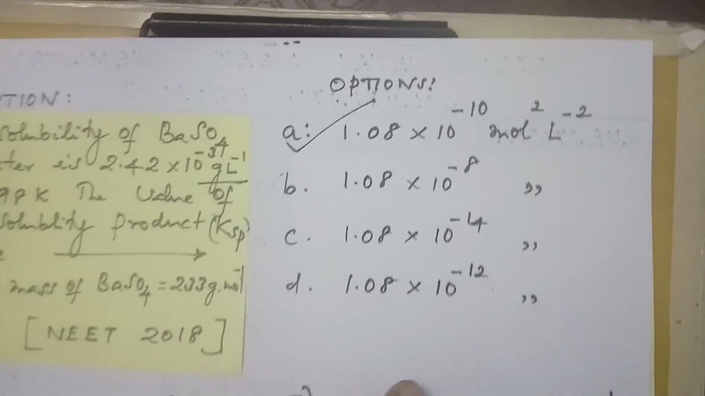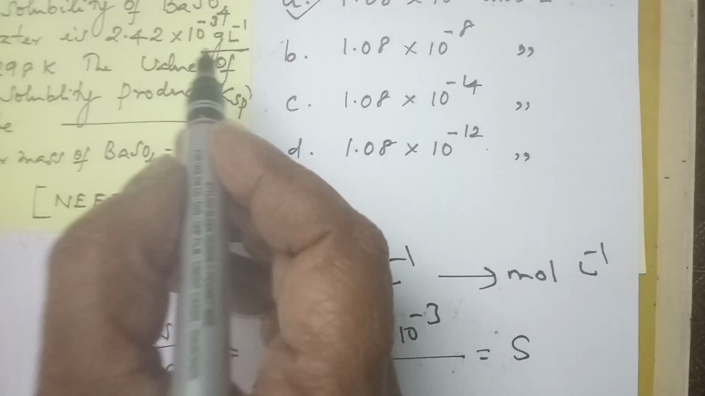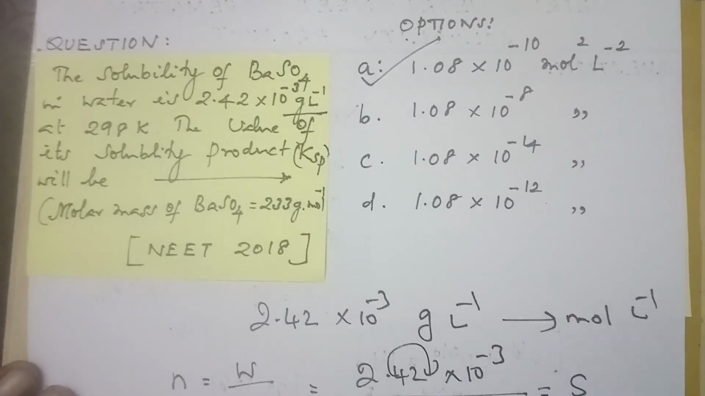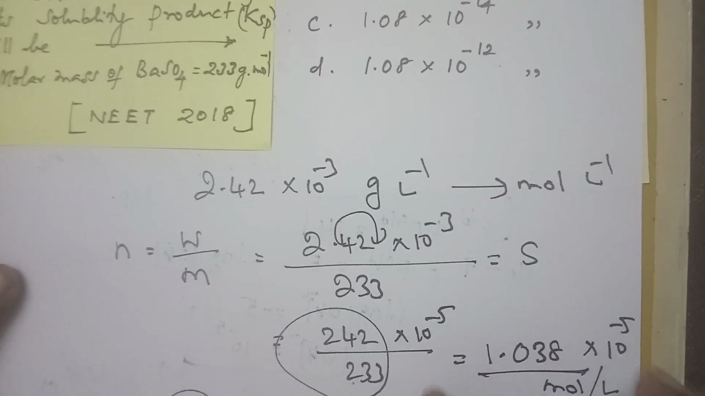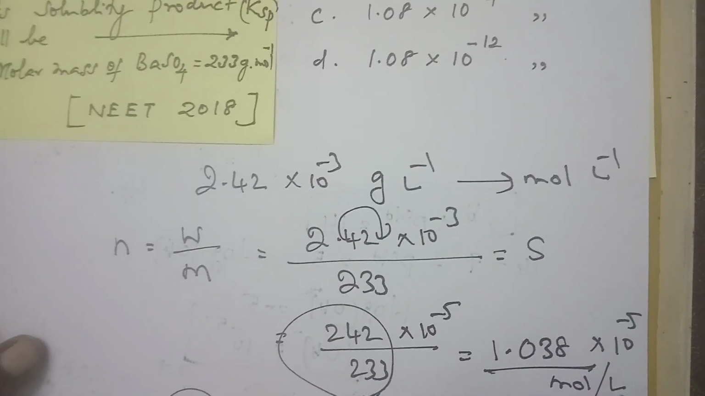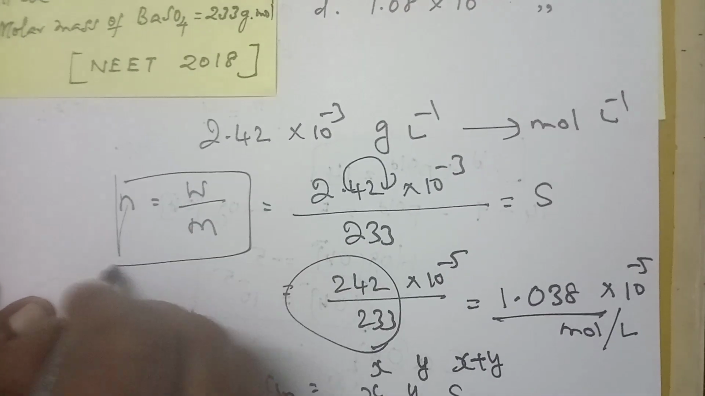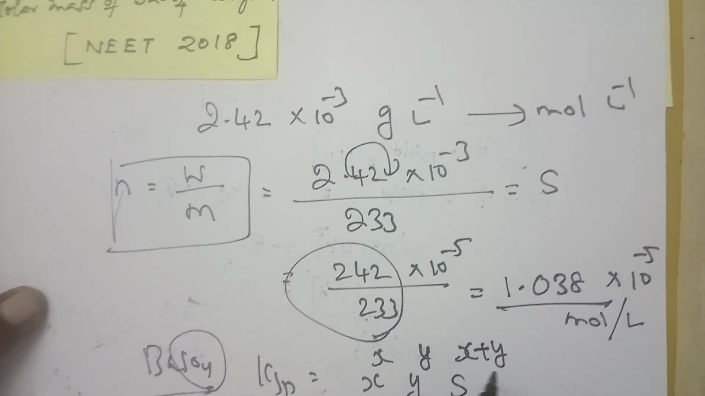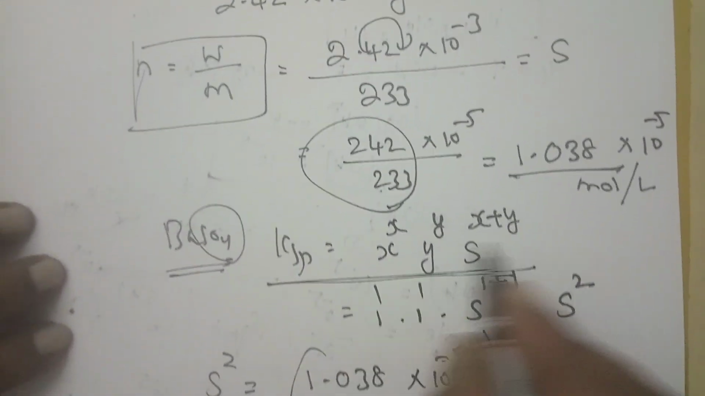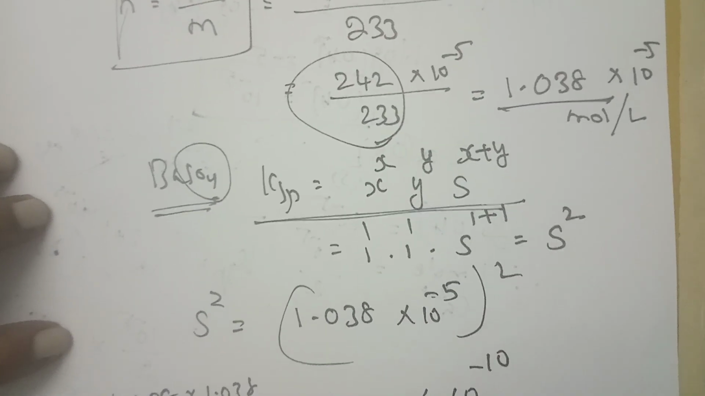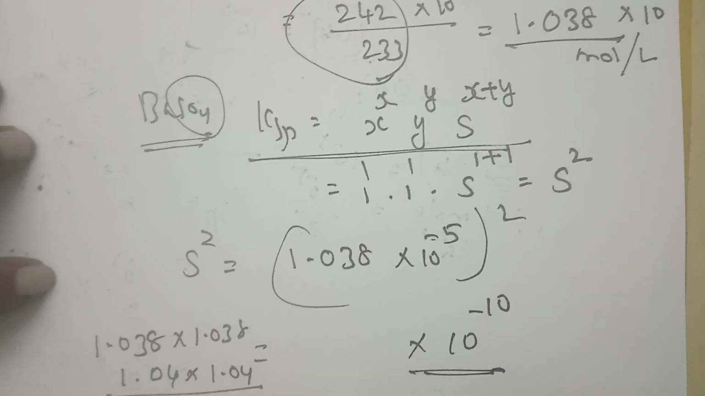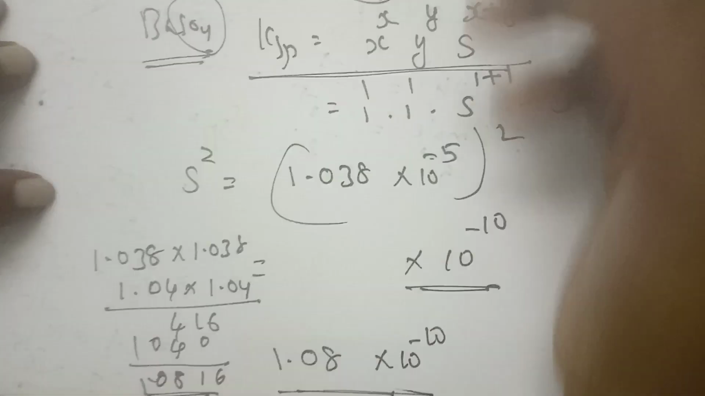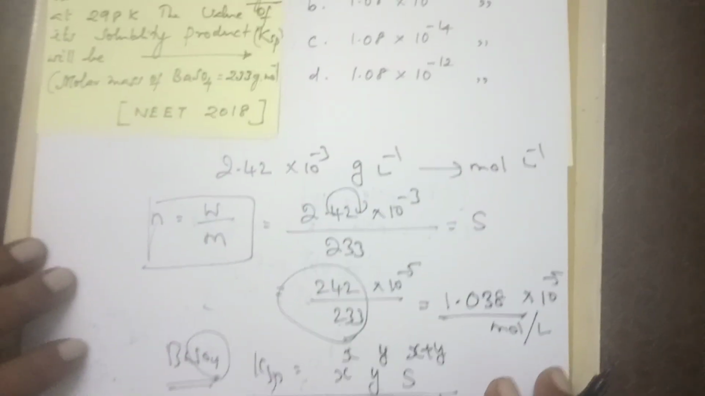So again I am repeating here: gram per liter, you have to convert it into mole per liter. That is the tricky point number 1. Next, what is the formula? That is number of moles equal to given weight by molar mass. Number 2 is to find out this formula, s squared. On substitution, even without completing the answer with the powers itself, you can verify and identify the answer.